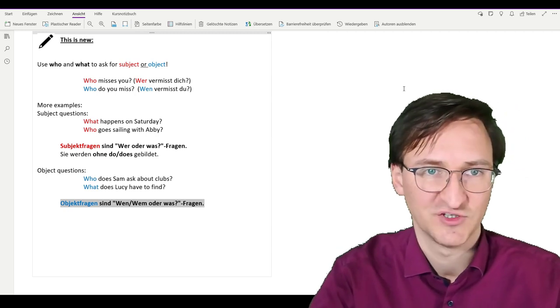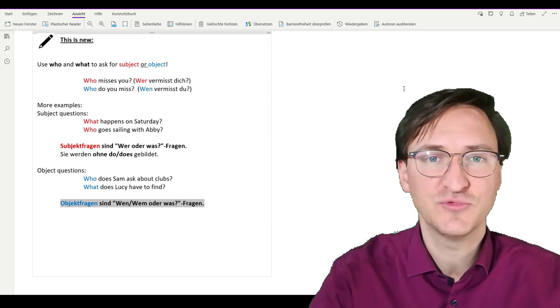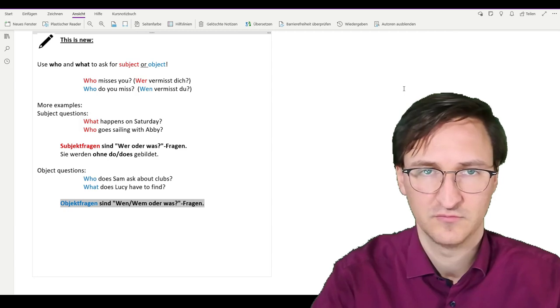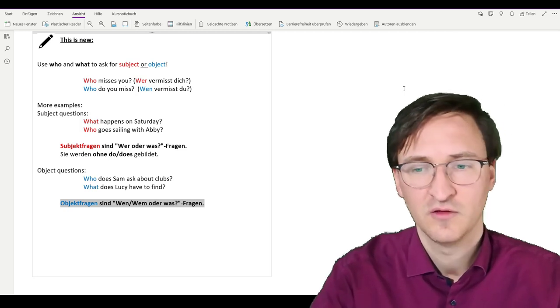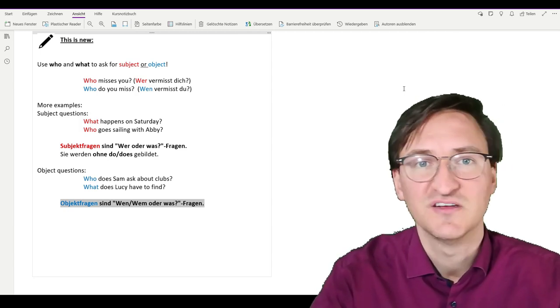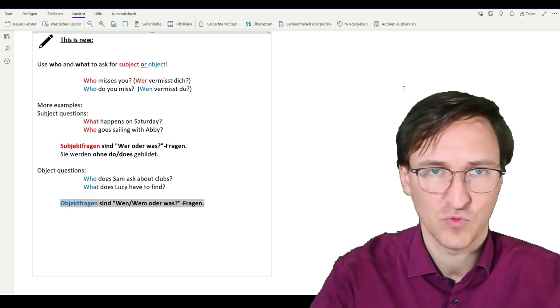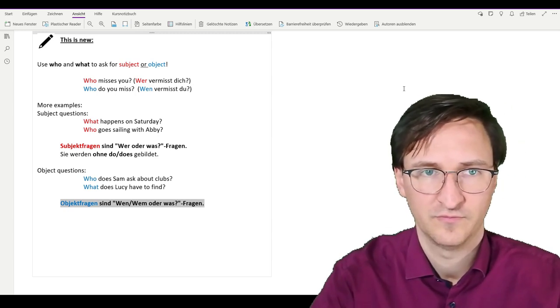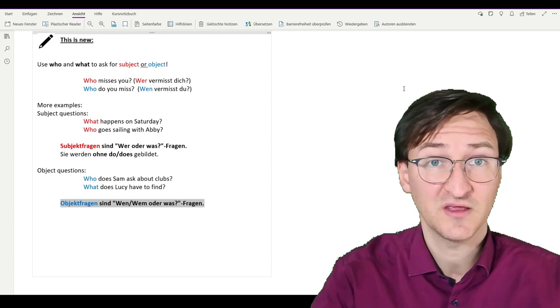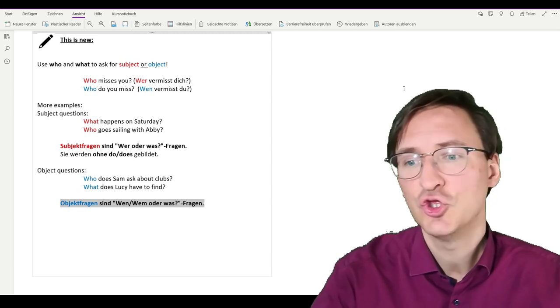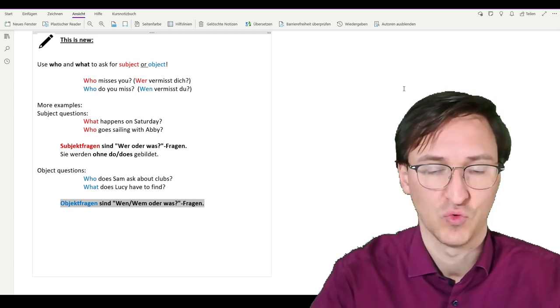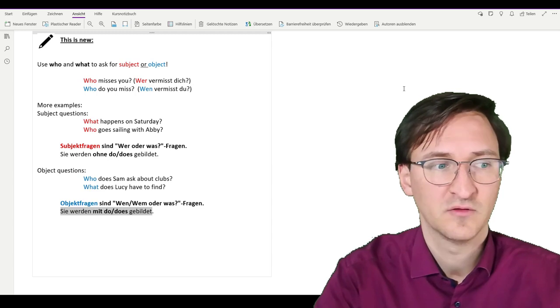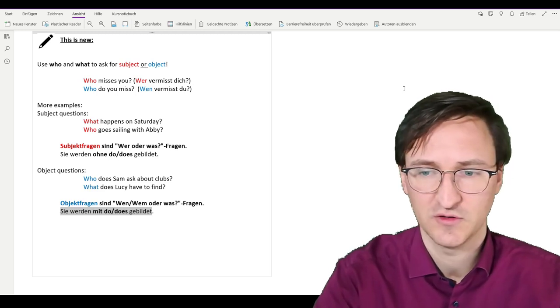Object questions ask for the object of a sentence. In German, we say, Objektfragen sind wen, wem oder was Fragen. And if you're asking for the object, you need a do or does. Sie werden also mit do oder does gebildet.